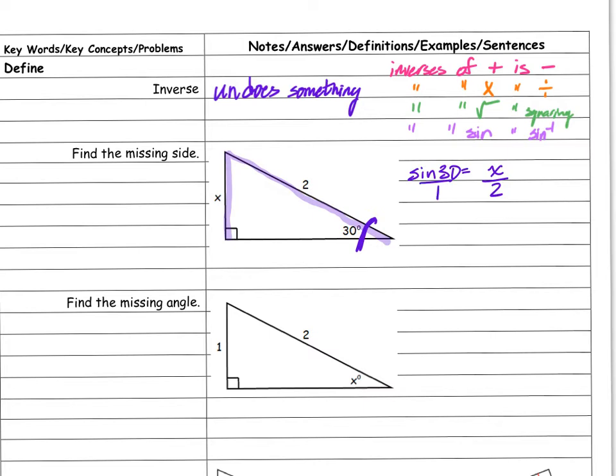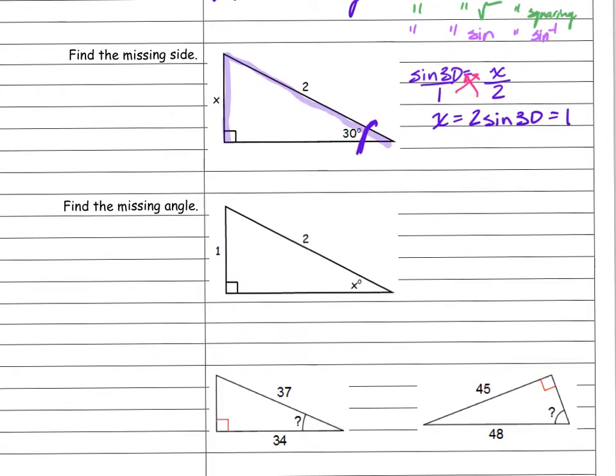So I make a fraction, cross multiply, and I get x equals 2 sine of 30, which equals 1. Okay, so it equals 1. Great. So now I'm going to find the missing angle. So now this is a little different. We already know what the answer is going to be, but I'm going to show you how we get it. So we know that this side is 1, this side is 2, and now my angle is x.